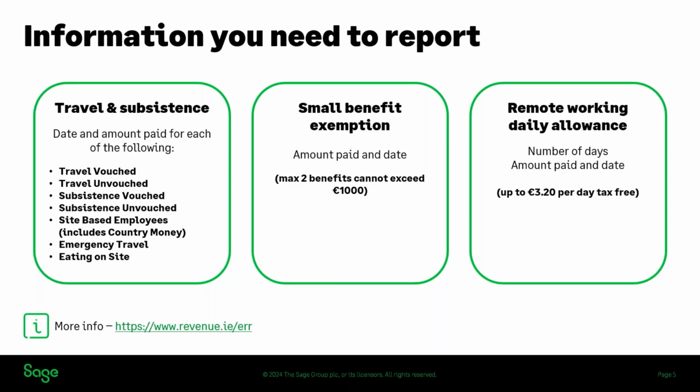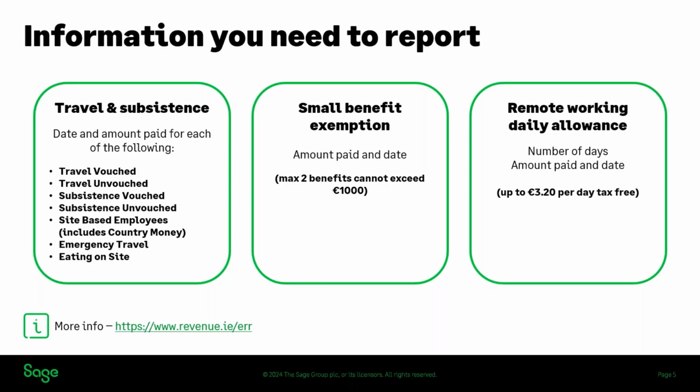So for travel and subsistence, the difference between vouched and unvouched is that a vouched expense is where you're reimbursing the exact amount incurred by the employee on the basis of a receipt that they've provided, whereas an unvouched expense is where you're repaying a flat rate, and usually it's civil service rates that are allowable tax-free and as published in the revenues guidance. So if it's a rate, it's unvouched. If it's the exact amount from a receipt, it's a vouched expense.